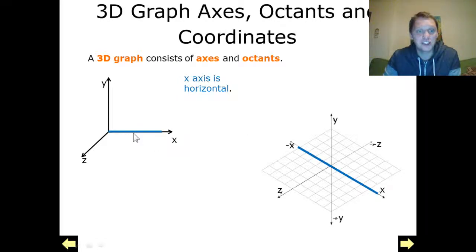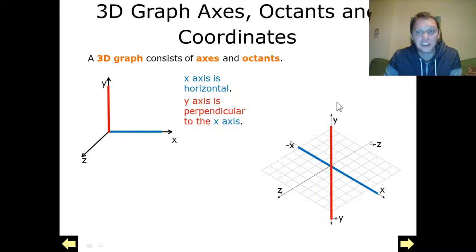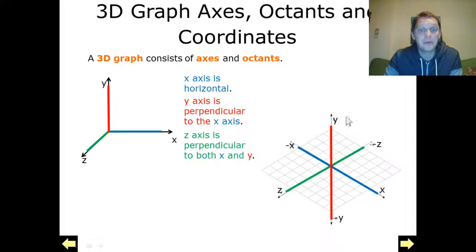So we've got our X, which is going to be the horizontal line. We've got our Y, which is perpendicular at a 90-degree angle to our x-axis, and we've got our Z, which is perpendicular to both x and y. So what we're actually doing when we're dealing with 3D graphs is almost plotting a point in 3D space, so we're plotting it in mid-air.